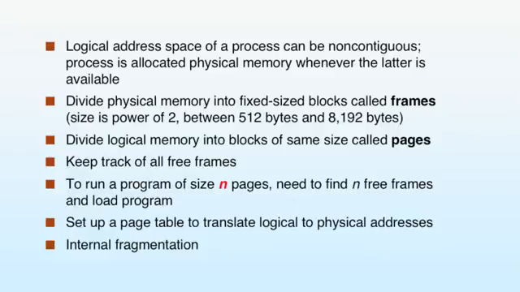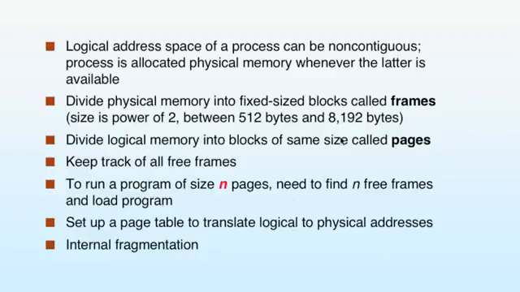So we can keep track of all the free frames. And we just allocate them to pages, and then pages get allocated to processes, and then voila, no problem with contiguous memory allocation. It's non-contiguous now. So to run a program of size n pages, you need to find n free frames and load the program. So you set up what's called a page table. And the page table translates the logical to the physical address, and it gives you your mapping, essentially.